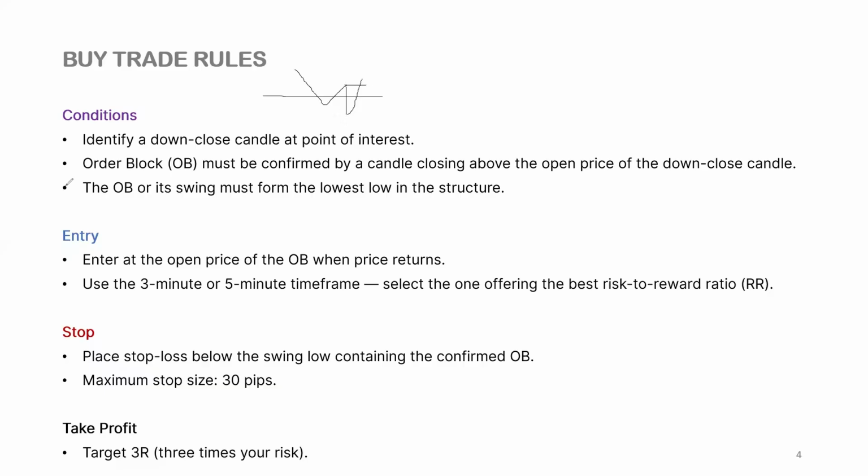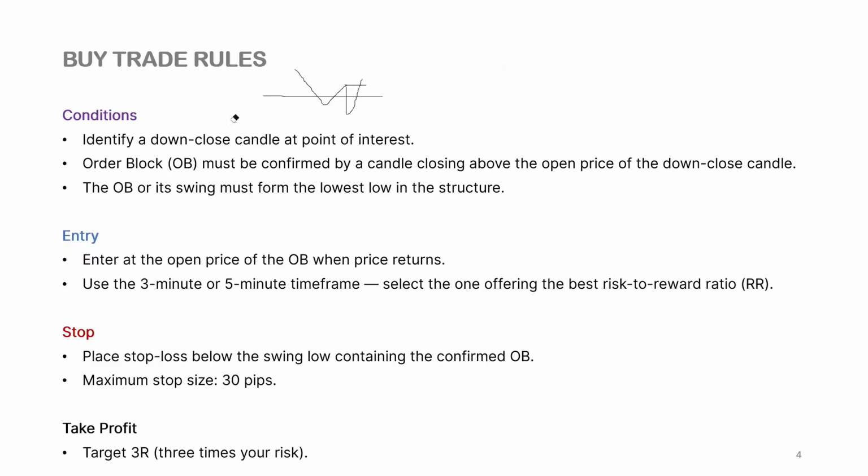All right. The next thing is the order block or its swing must form the lowest low in the structure. So we want to see the order block, or this swing here, form the low. I'll explain this in the chart when we move forward. We want to make sure that it forms the lowest low. We don't want to see price forming something like this and then using a close above. No, we want to see it form the lowest low. Now remember, this is a 5-minute time frame. These are small time frames for entry. So that's all for the conditions.